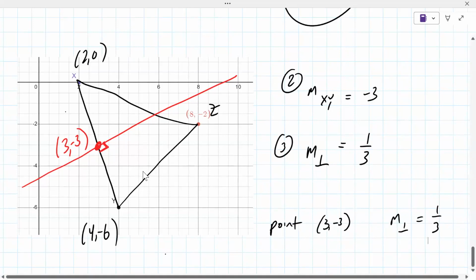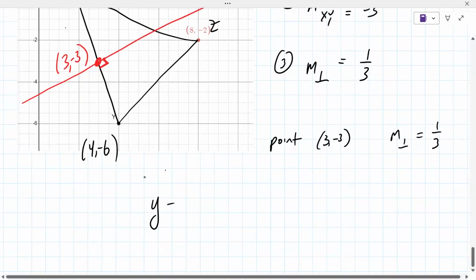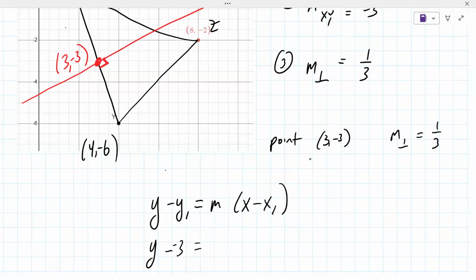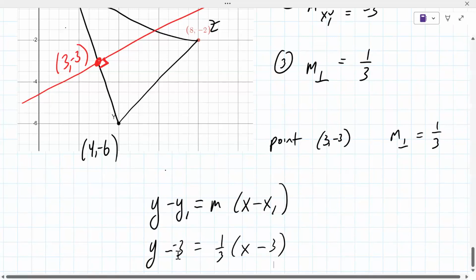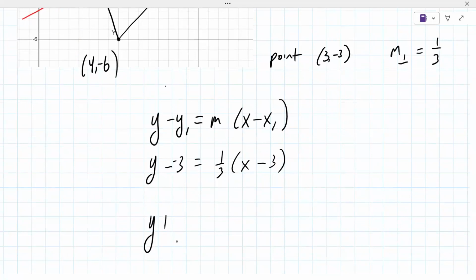So now just like the other ones, you're going to write it in point slope form. Y minus y1 equals slope times x minus x1. And you're using this point here. So y minus -3 equals 1/3 times x minus 3. The double negative you want to combine. Got it. And you're done.